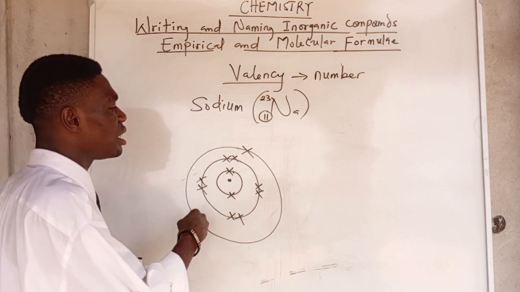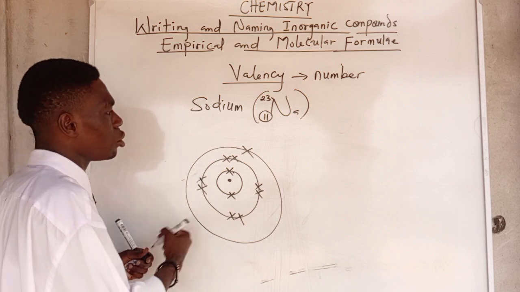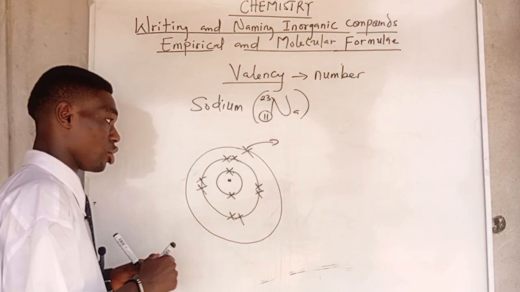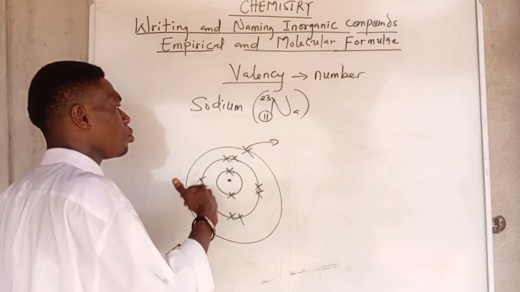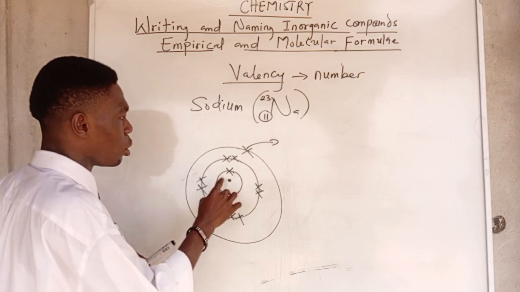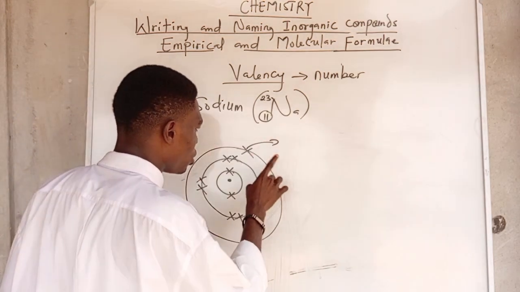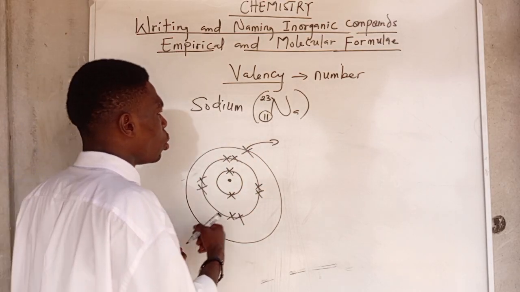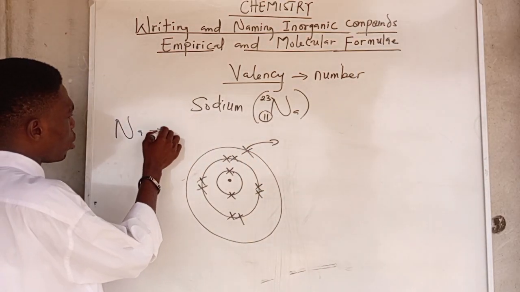And so it will need 7, but however it can't get that 7, and sodium will rather give away the electron in the valence shell. That makes sodium have the valency 1 because it loses 1 electron to be stable. Are we seeing that now? So the valency of sodium is what?